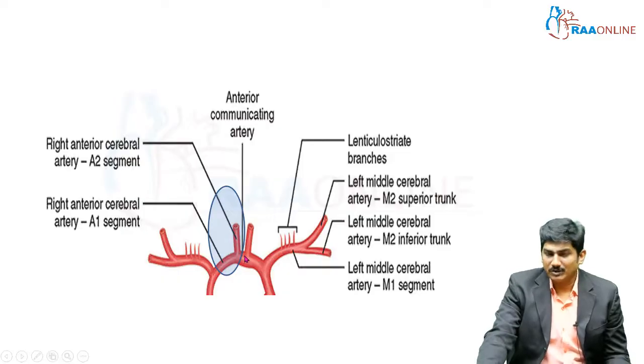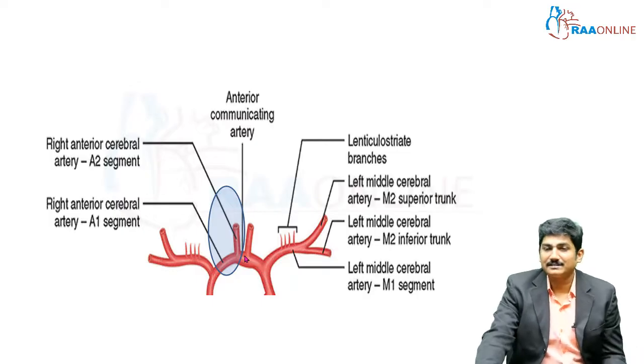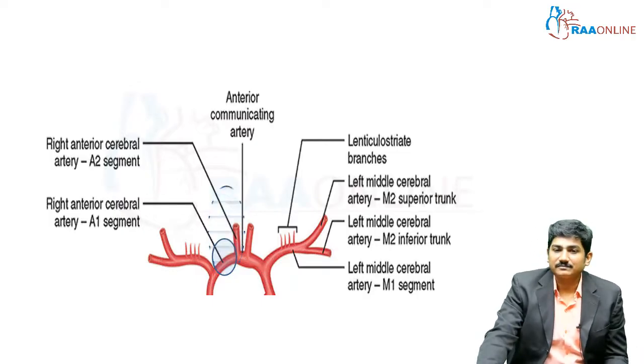Okay, so from now onwards, whichever major arterial connections we are going to see will be divided into segment 1 and segment 2 by its own divisions. Let's have a look at that. So in the anterior cerebral artery, this segment is called A1 and this segment is called A2. So A1 and A2 are divided by the anterior communicating artery.